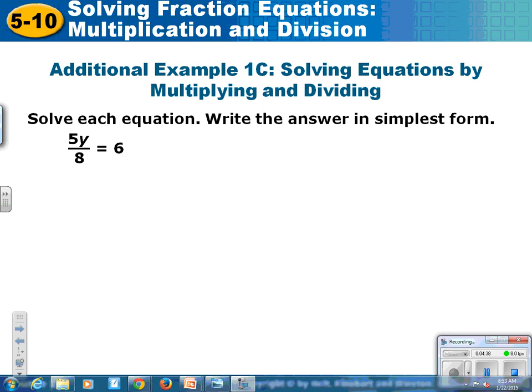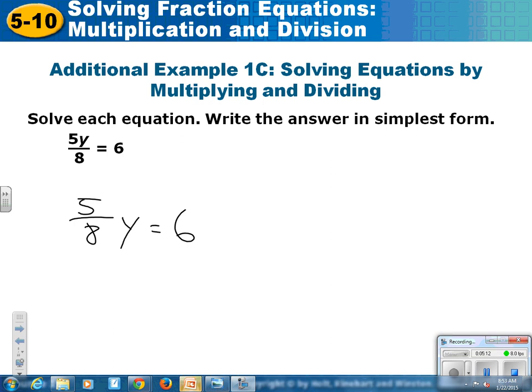If you look at this problem right here, it says 5y over 8 equals 6. You know, this is the same as 5/8 y. Look at it that way. Look at it as 5/8 y equals 6. Not like this, not 5y over 8. I want you to look at it as 5/8 y. That will help you to solve the problem.